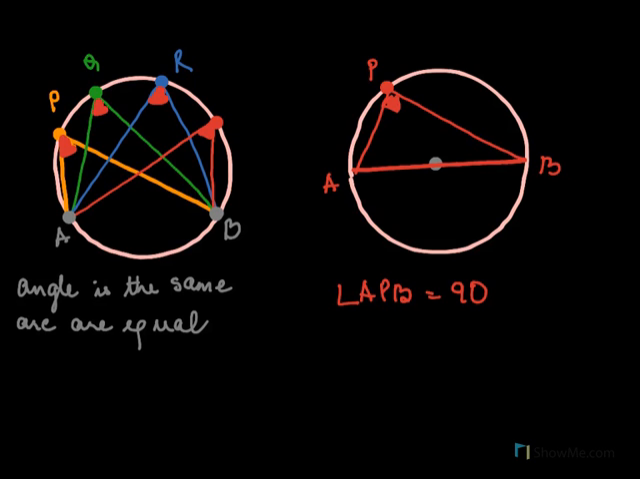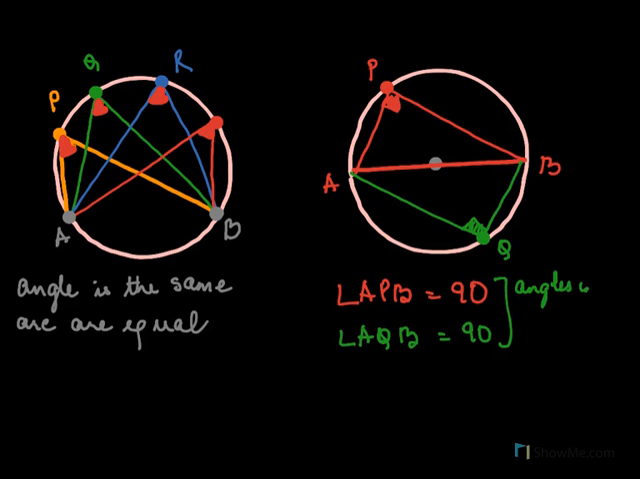Here too I can draw on the other side. If I take a point out here, I'll name it, say, Q. This is again an angle in the semicircle, and this also will be 90. So angle AQB equal to 90, because the reason, angle in semicircle.